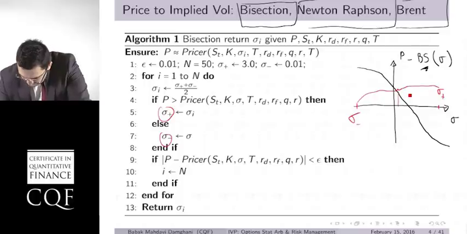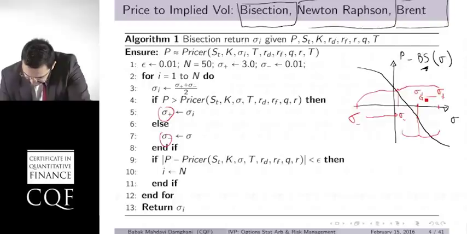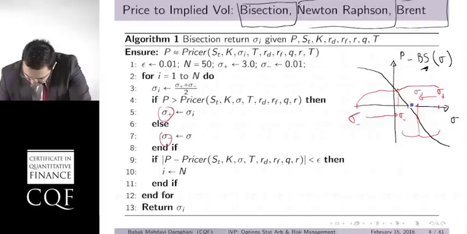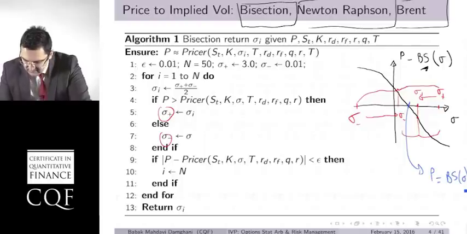If it's positive, you bring this guy right here, and again take the middle of these 2 points right here, and you see whether it's positive or negative. In this case, it's negative, so you bring back this guy here. So you have sigma plus here, and then eventually you will see that you converge towards the right solution. So the solution in which P equals your pricer. Okay? So this is for the Brent algorithm.